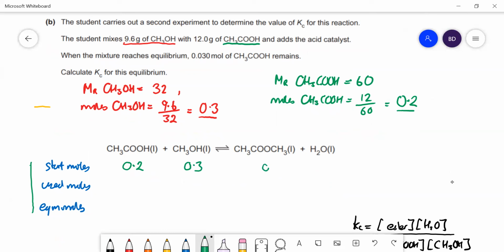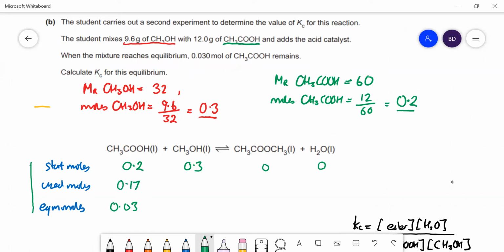We've got 0 ester and we've got 0 water at the start. And at the end, they tell us we've got how much? We've got 0.03 of the ethanoic acid left over. So that means we must have used up 0.2 minus 0.03, which is 0.17, isn't it? We've used up 0.17 of that.